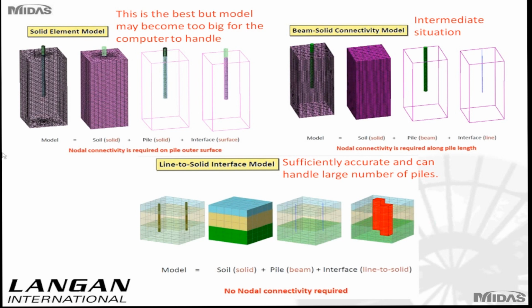That greatly reduces the number of nodes and elements in the model, and is sufficiently accurate and can handle a large number of piles. An intermediate situation would be where you would model the beams with an interface. You would model the piles as beams with interface, but you would have to worry about nodal connectivity, which would also cause some problems for large models.